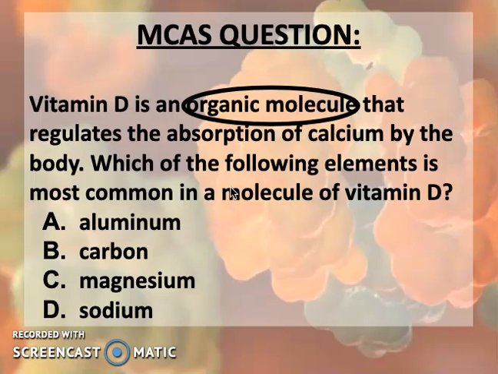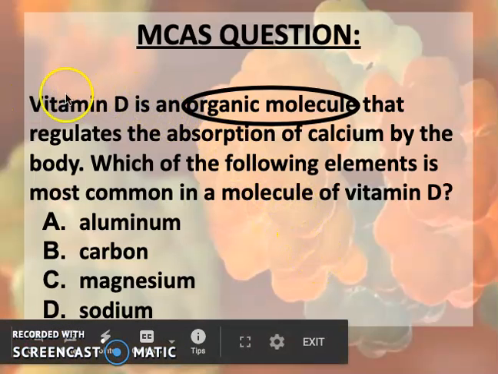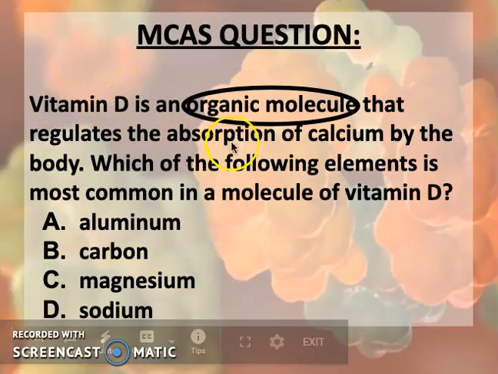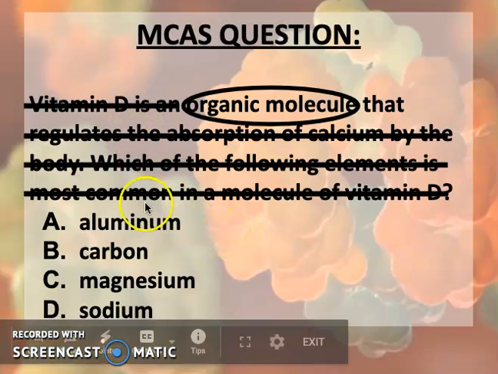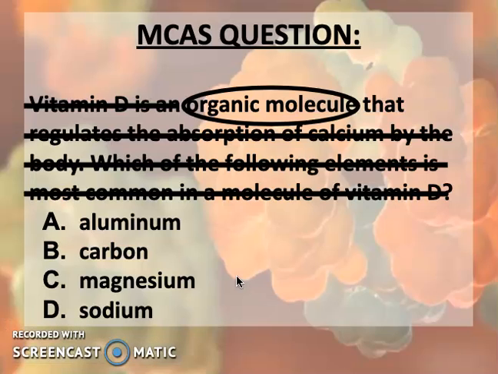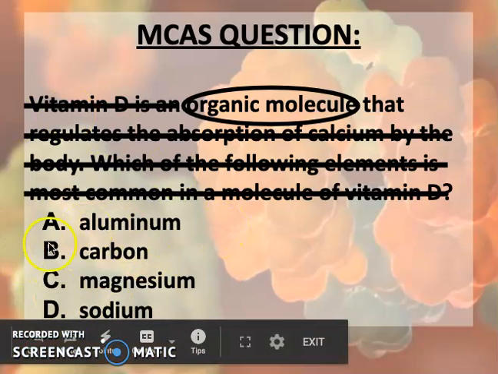This question is wordy and confusing. You don't need to know that vitamin D regulates the absorption of calcium. What you need to know is it's an organic molecule. This question is just asking you what elements make up organic molecules. So the rest of this information does not matter. And if you look at this list and remember, CHNOPS is a good way to remember the elements that make up life. Carbon and hydrogen and nitrogen and oxygen and phosphorus and sulfur. The only answer on this list that makes sense is carbon.